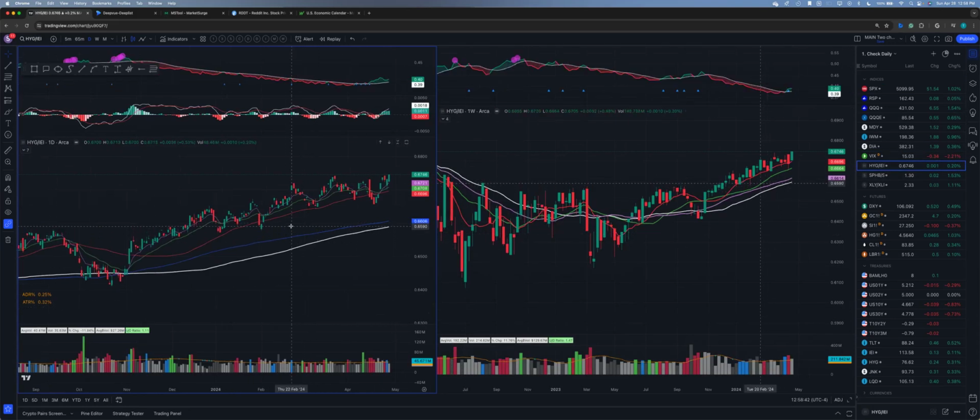Just a quick ratio chart. This is the high yield junk bonds against the IEI, which is just regular bonds, and it seems like we're breaking out into new highs. So that's a first start as well.